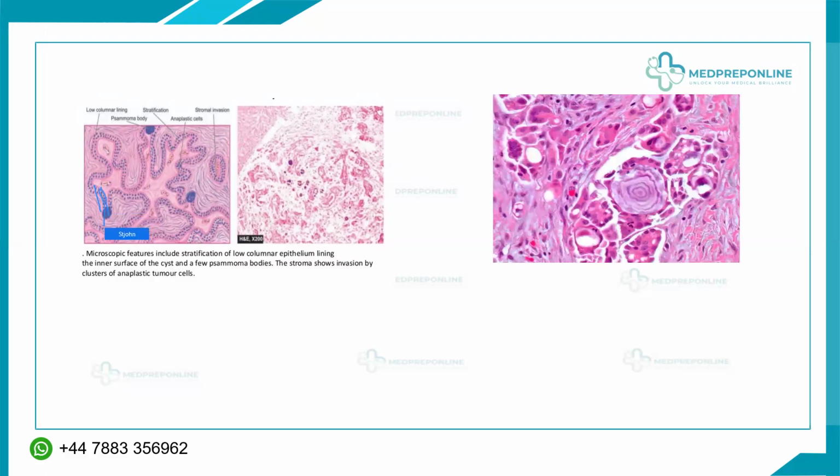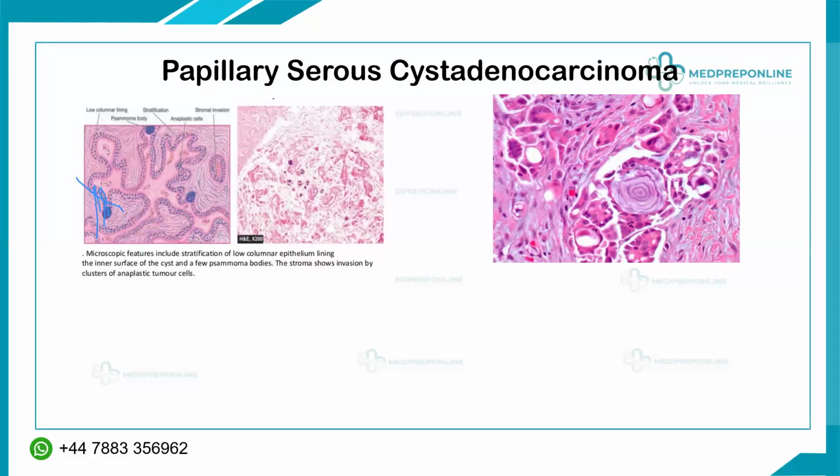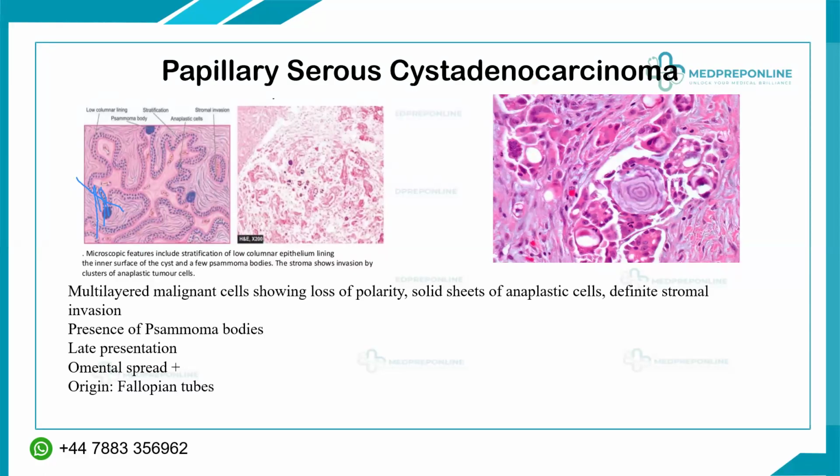And this picture shows you typically what a psammoma body looks like. So you can see the central eosinophilic material, which is lined by the columnar epithelial cells. So papillary serous cystadenocarcinoma, you see multi-layered malignant cells, and there is loss of polarity. You'll see solid sheets of anaplastic cells, as well as you can see the invasive neoplastic cells have entered into the stroma, right? You can see both the places in both the diagrams. You can see clearly there is stromal invasion.